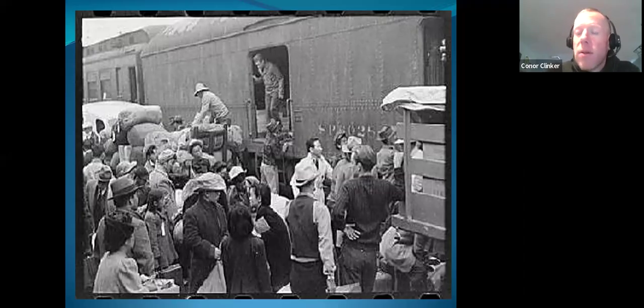Didn't matter if they were American citizens. They were all rounded up. They were treated as collectively guilty of potentially being spies for Japan. They didn't need to prove that any of these people were spies. They just rounded them all up because of their DNA and sent them to prison camps.